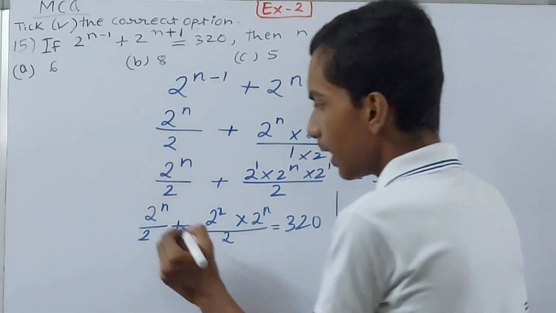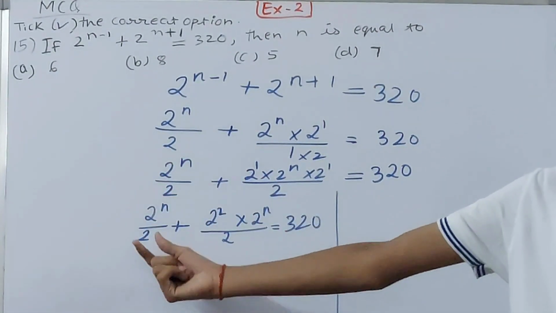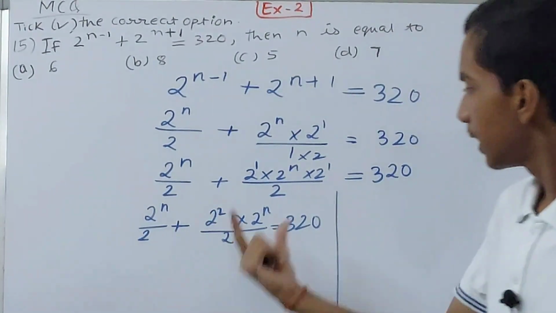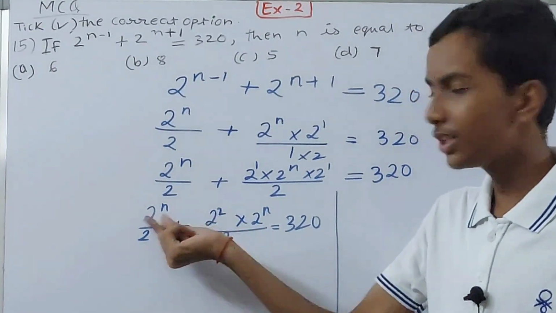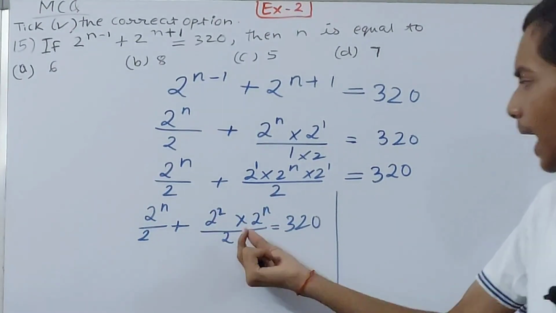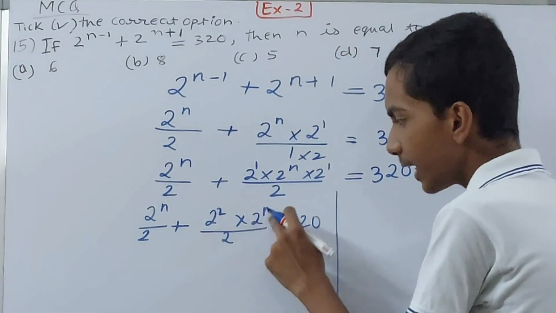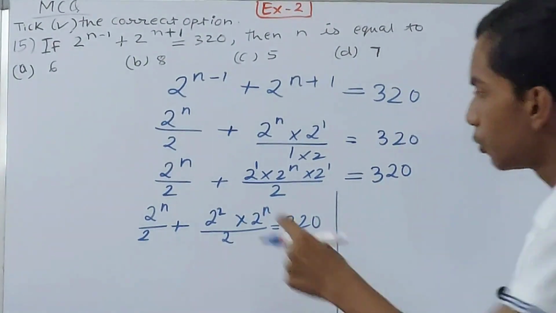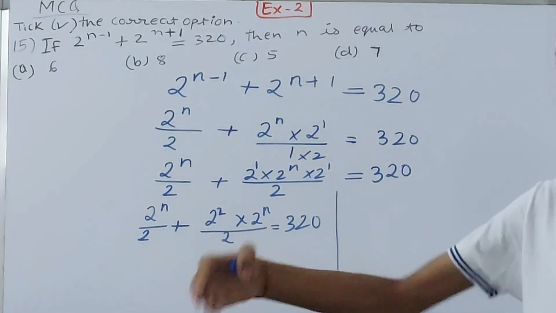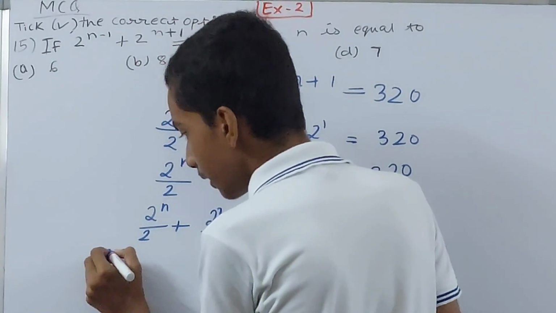Now you can see 2 to power n upon 2, this one I have. See what is common in all of them. Here 2 to power n and 2 is there. Now this side we have 2 square. Is 2 square common? No, 2 square is nowhere else except here, and into 2 to power n, right? So you can see 2 to power n is now common. 2 to power n is here also, 2 to power n is here also, right? So I can take 2 to power n common here, right?